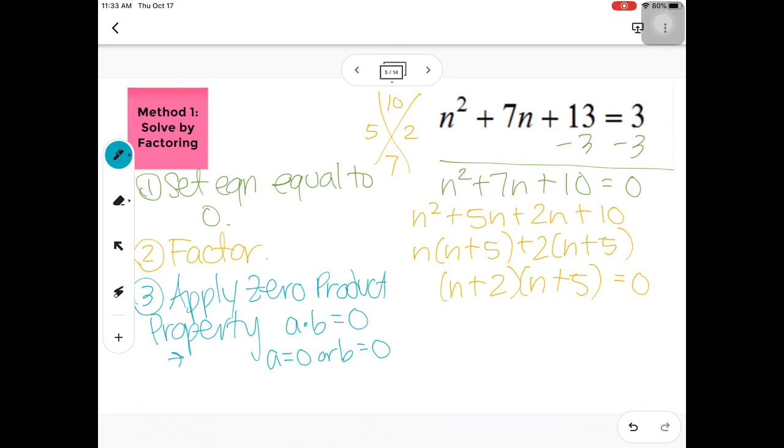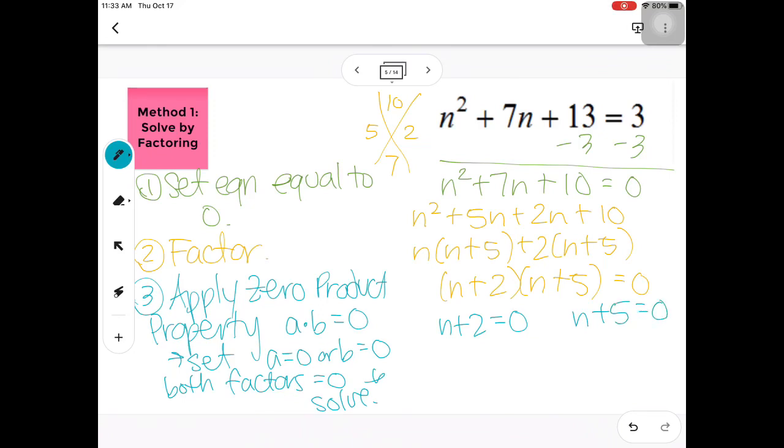How we apply that here is we will set both factors equal to 0 and solve. So I'm going to do n plus 2 equals 0, and I'm going to write n plus 5 equals 0. When we solve the first one, we would subtract 2, so n equals negative 2. Solve the second one, n equals negative 5. For these, you will typically have 2 answers when you're done. Not always, but usually. So this is the first method of 3 that you're going to use when you're solving equations.